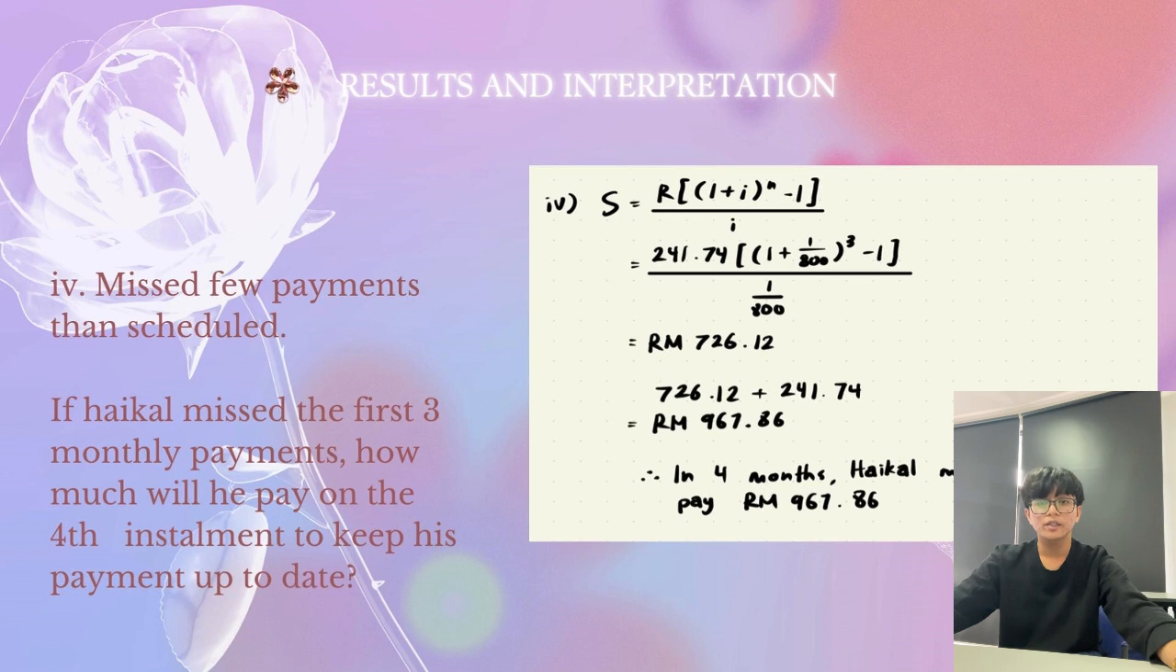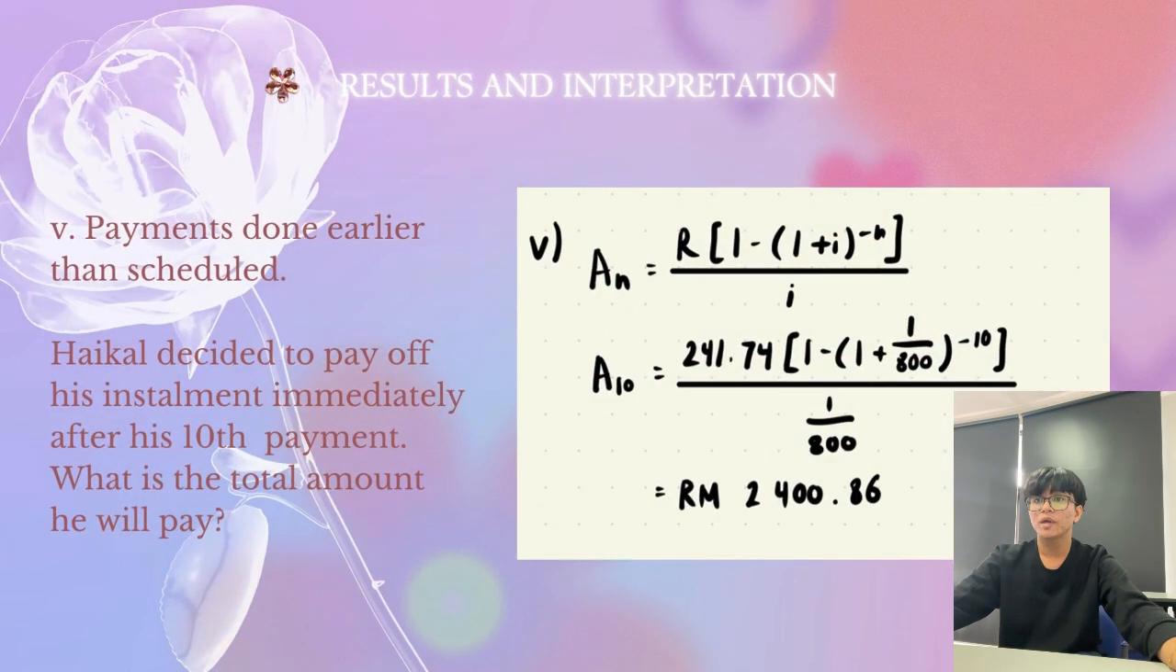This answer means Haikal did not pay for 3 months, and for the next month, which is the 4th month, we have to add 241.74, and in the 4th monthly payment, Haikal has to pay RM967.86. That's the amount that Haikal has to pay. Okay, the next question is payment done yearly, then circular.